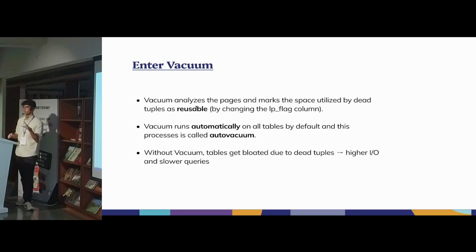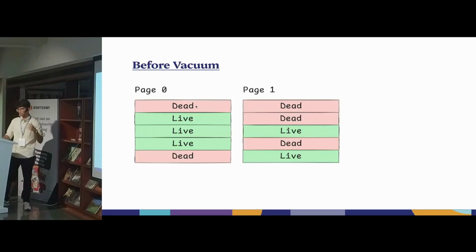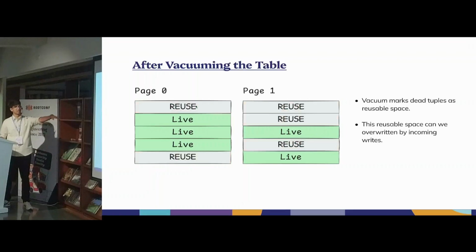But the important thing to note here is that vacuum doesn't delete the tuples. It only marks the dead tuples as reusable. That means the space the dead tuple is occupying can be overwritten with new data. It doesn't actually release the storage from Postgres to the OS. To give you an example of how this works, here is the same example before you do a vacuum and after you do a vacuum. The dead spaces are marked as reusable. The data is not deleted.